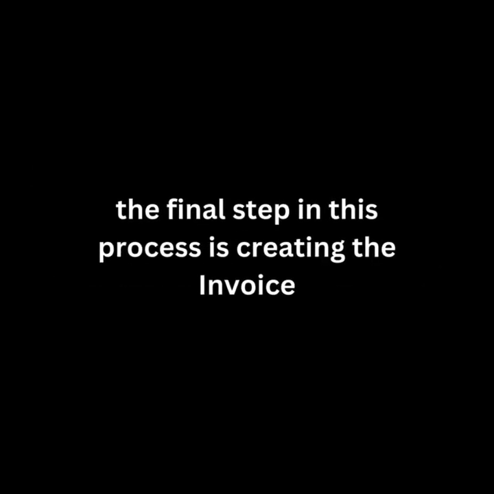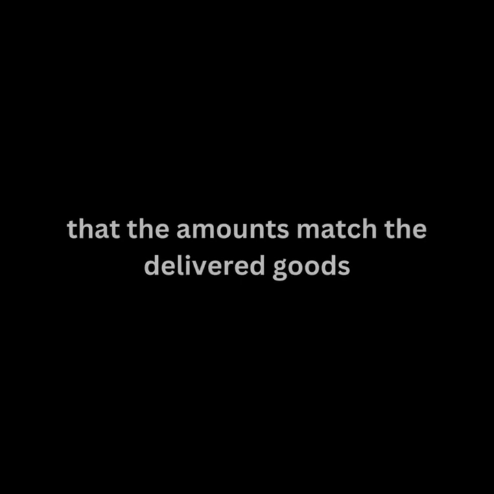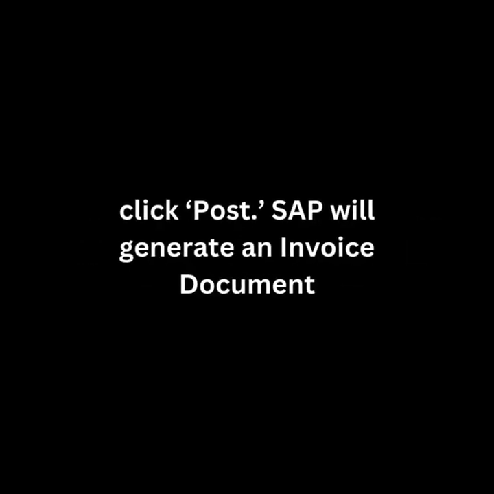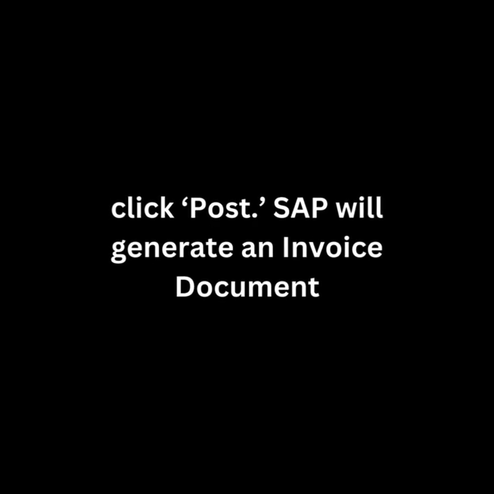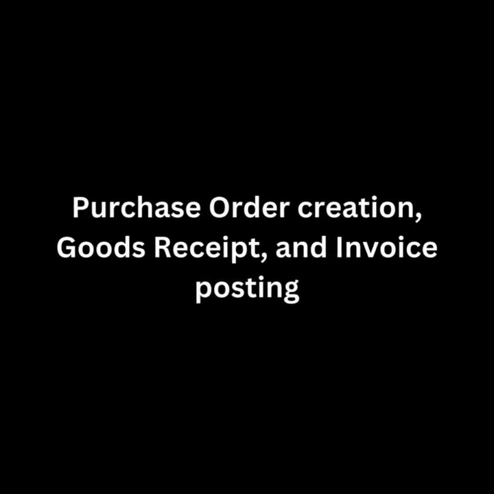The final step in this process is creating the invoice, which records the financial obligation to the vendor. Enter the purchase order number, check the details, and ensure that the amounts match the delivered goods. Once everything looks good, click Post. SAP will generate an invoice document. With this, we have successfully completed the 3-step process: purchase order creation, goods receipt, and invoice posting.